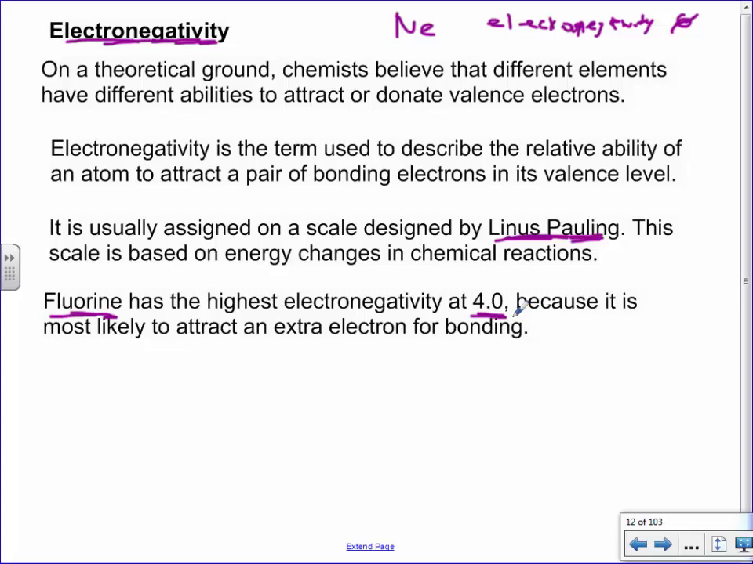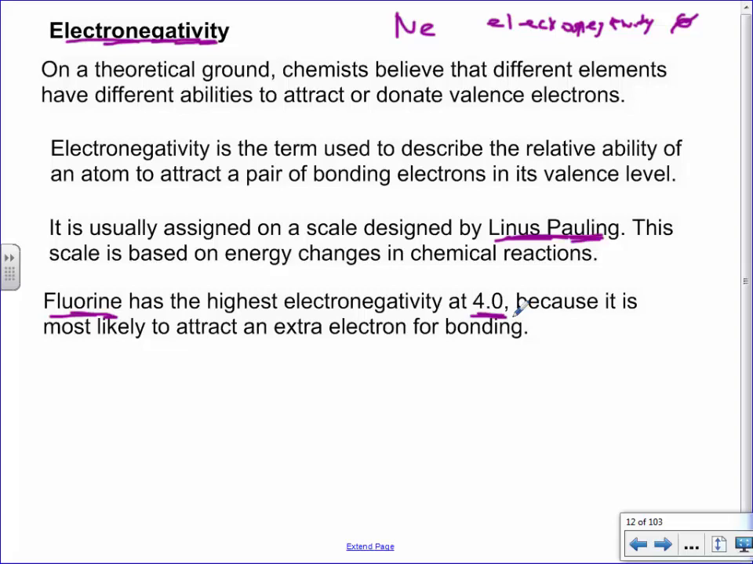Can you guys find fluorine over here in the top right corner? There's the number 9, which you hopefully know is how many protons it has, the atomic number. 19.00 is its molar mass. But if you go right below the 9, can you see what it says, that 4.0? That 4.0 is known as its electronegativity. Basically what it means is that the higher that number, the more that substance wants electrons. Does fluorine want electrons?